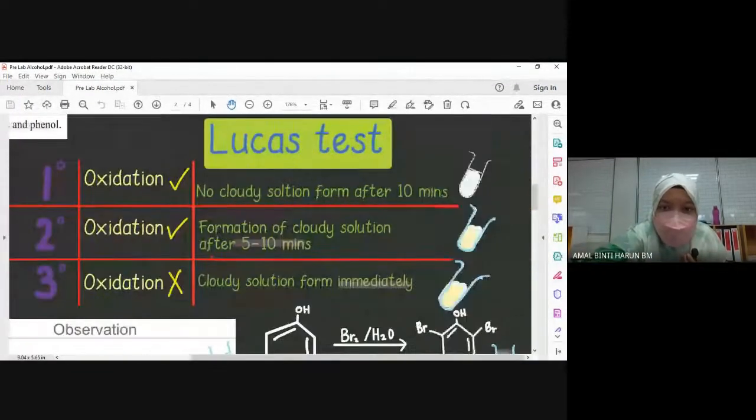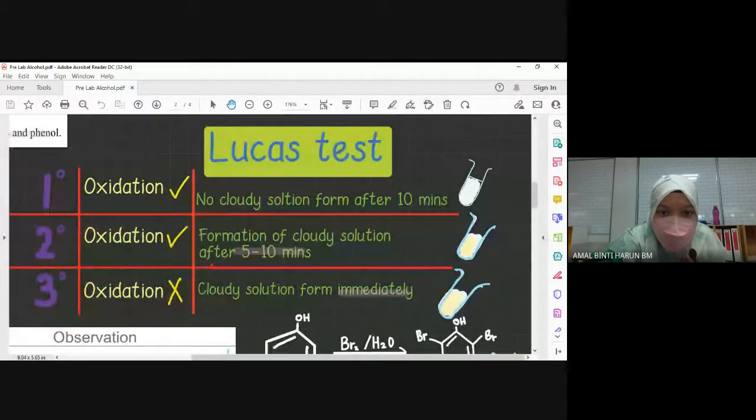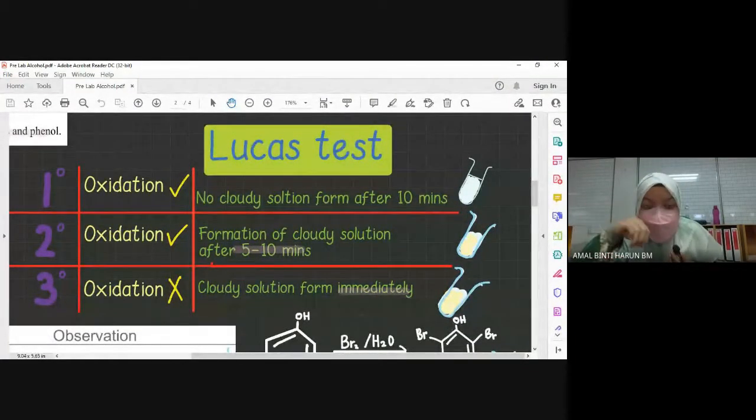Okay. Sekarang kita nak tengok macam mana kita nak classify alcohol guna Lucas test. So Lucas test, dia punya reagent ni nanti tengok dekat ni. Apa yang kita expect untuk kita classify dia adalah kita check reactivity of the alcohol towards Lucas reagent. Kalau primary, bila kita campurkan reagent tu dengan primary alcohol, so our observation will be no cloudy solution form after 10 minutes.